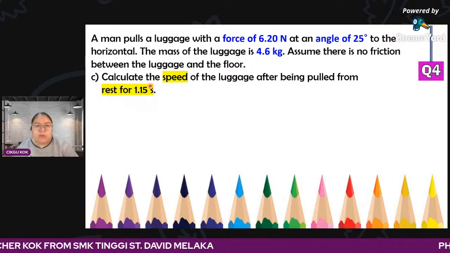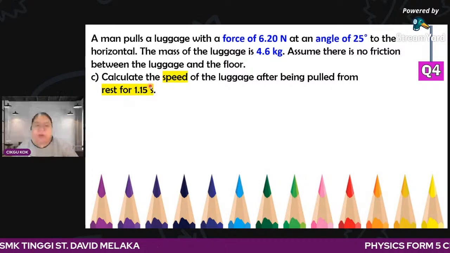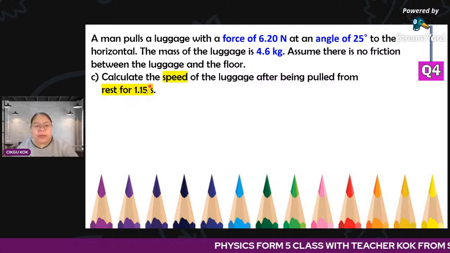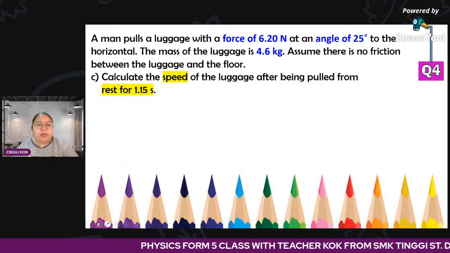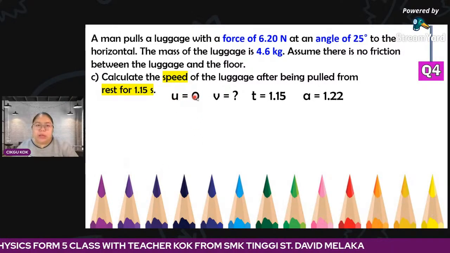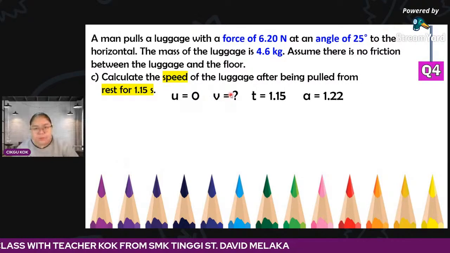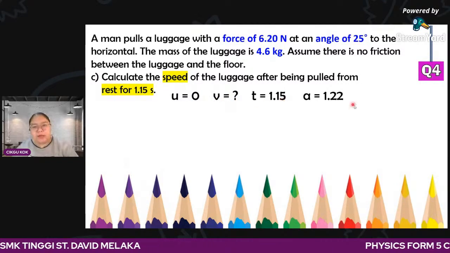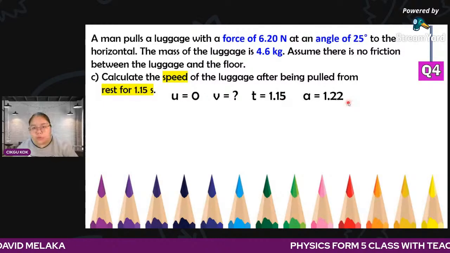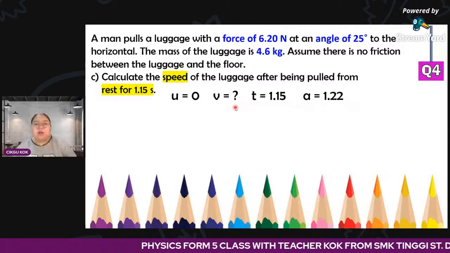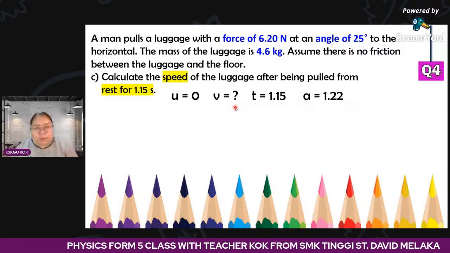Okay, so now we need to know what is the velocity. Just now you found acceleration already, so I bring it here. So from here we show the info. Initial velocity is 0. Final velocity we do not know. Then the time taken is 1.15. Then the acceleration we found just now is 1.22. Okay, now I want to find velocity. So please, how to find it?